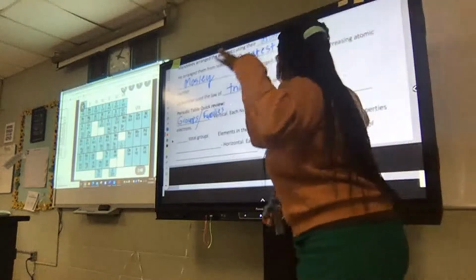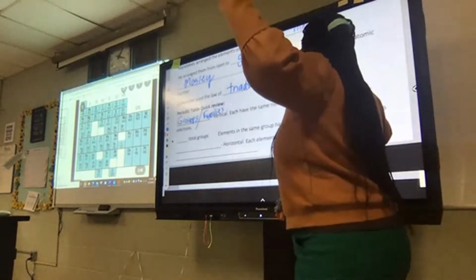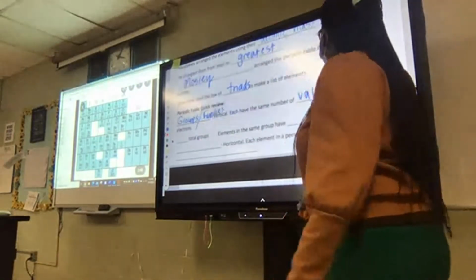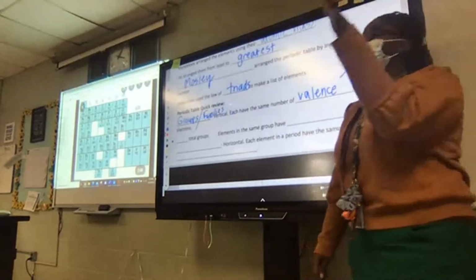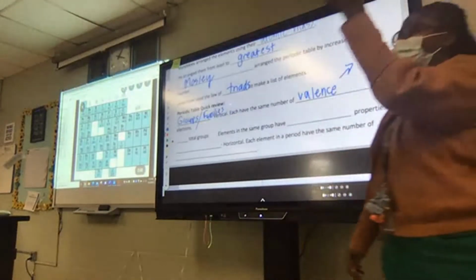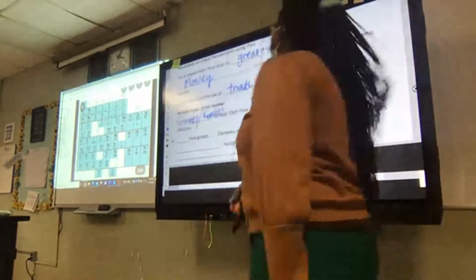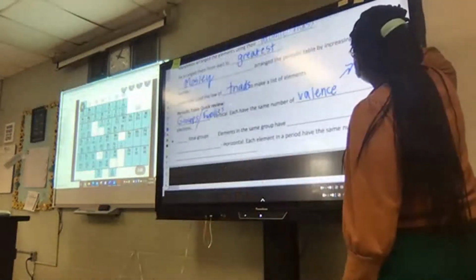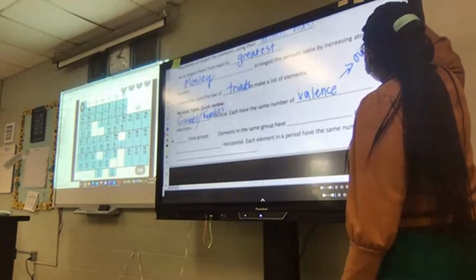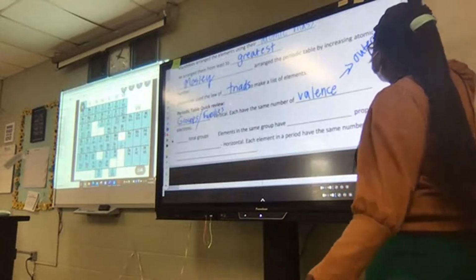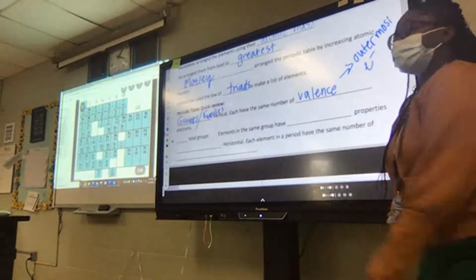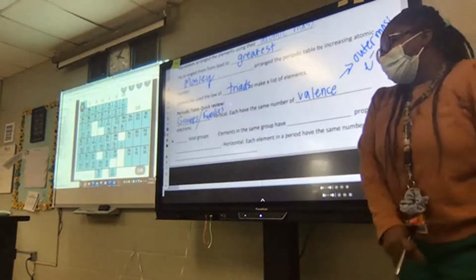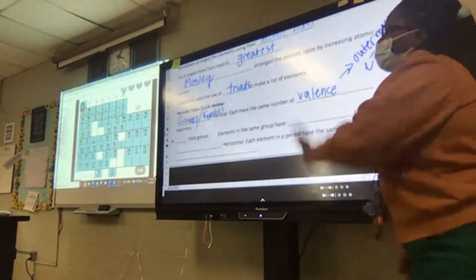Valence. Valence electrons are the outermost electrons. Go ahead and say it. Outer. Most electrons. Valence electrons are the outermost electrons.